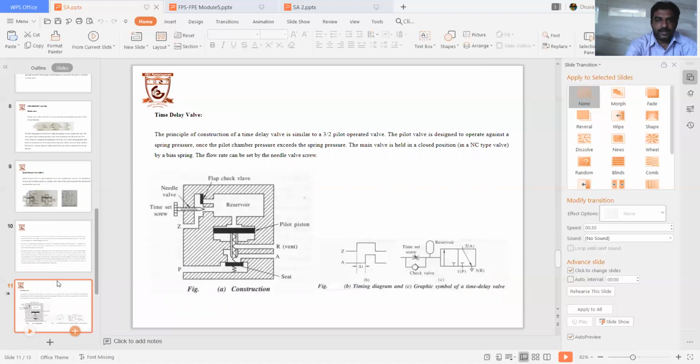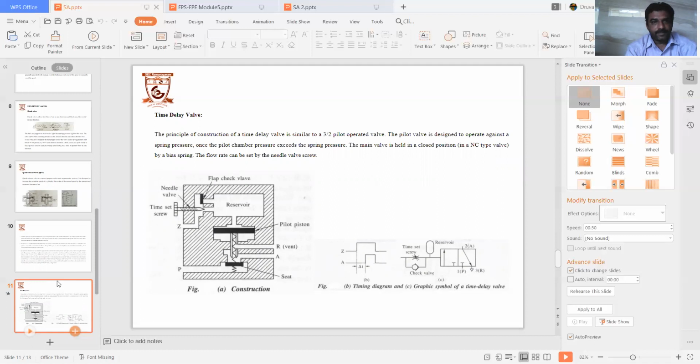The next type of valve is time delay valve. So the figure here shows the construction of this time delay valve, wherein we have a reservoir to which a needle valve is attached, and we have a time setting screw, a pilot piston, and vent, it is indicated by R, and a seat. Seat is connected to a spring. So this is the construction of time delay valve, and figure B shows the graphic symbol and timing diagram of the time delay valve.